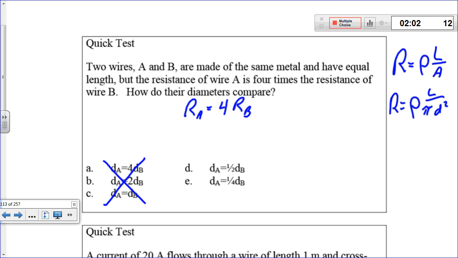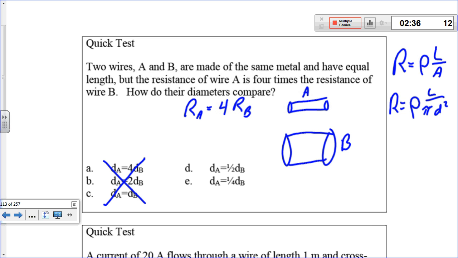Because I know that resistor A has a bigger resistance, that means it's going to be smaller. So now I want to know, how do their diameters compare? I know that in this term, I need to get a factor of 4 over here. How am I going to get a factor of 4 if their diameters are different? Will I have a factor of a half or a factor of a quarter? I think about that and put in the final answer.